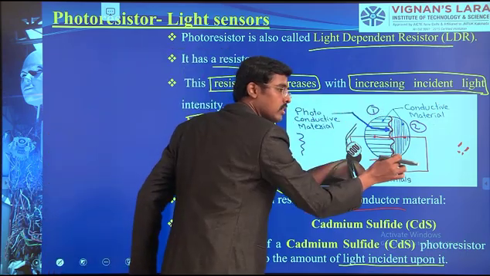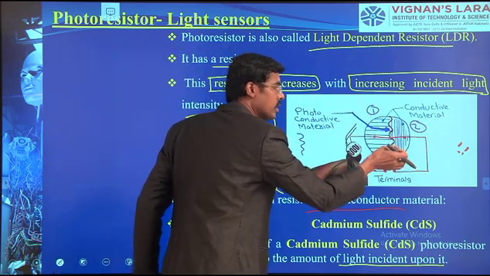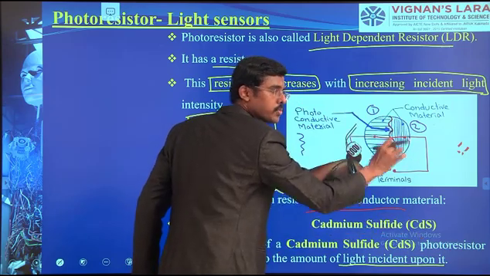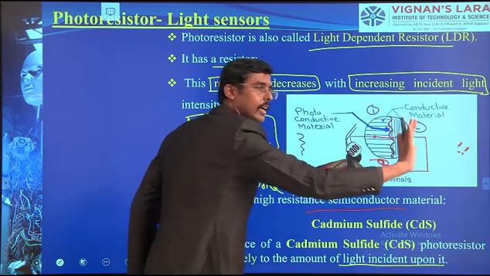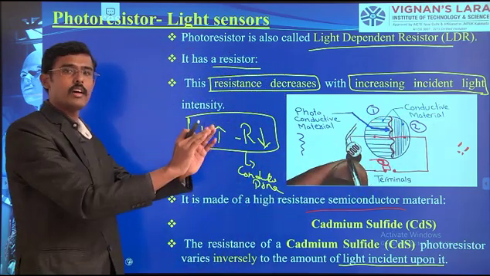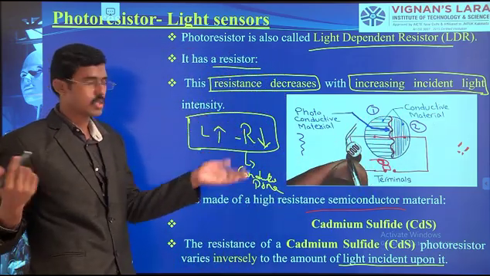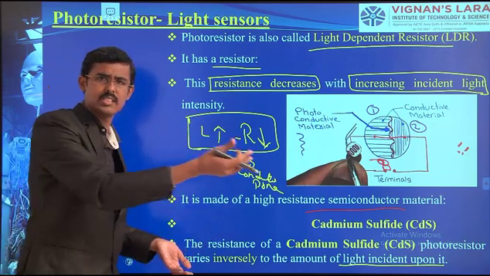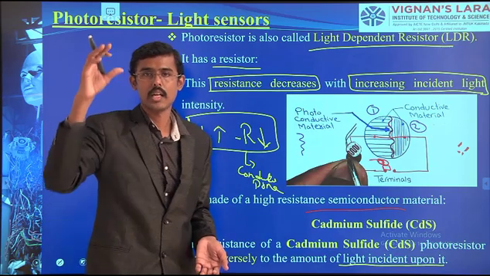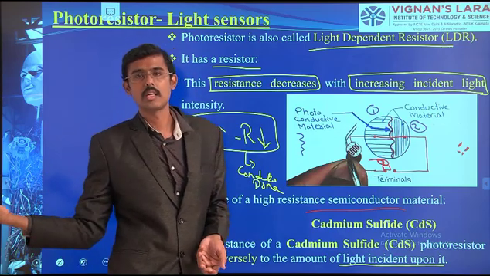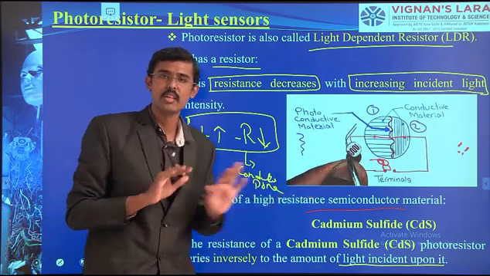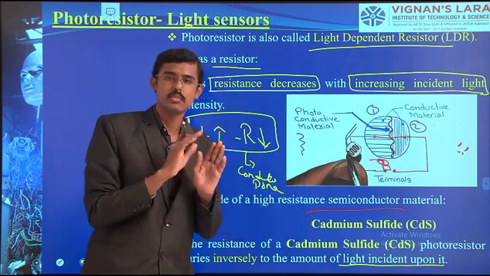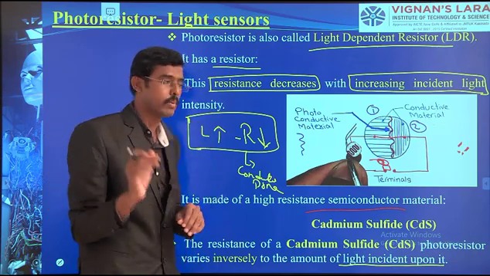A resistor, two conductors. This resistor is cadmium sulfide. When light falls, it loses its property. Therefore, conduction occurs, and it can be used as a switch. When light falls, the switch turns off, like street lights. When sunlight comes, the street lights automatically turn off. It's an example of a street light photoresistor application.